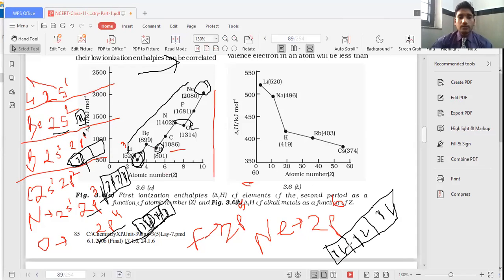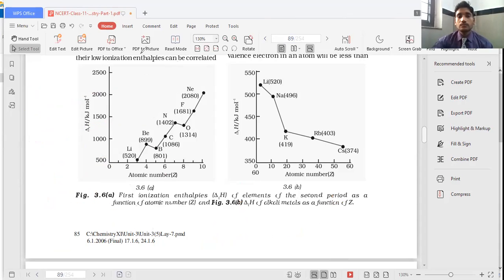Understood? So this trend you people are able to understand. Along a period, ionization enthalpy is increasing. There are some fluctuations, but those fluctuations are because of the electronic configuration. Clear? Now, we will see a trend down the group.